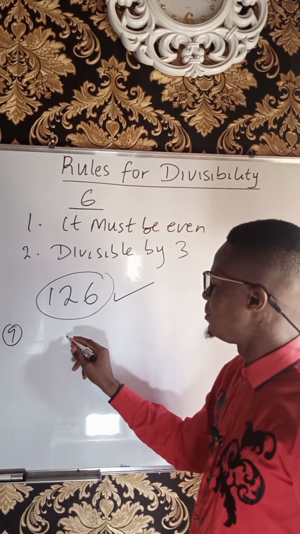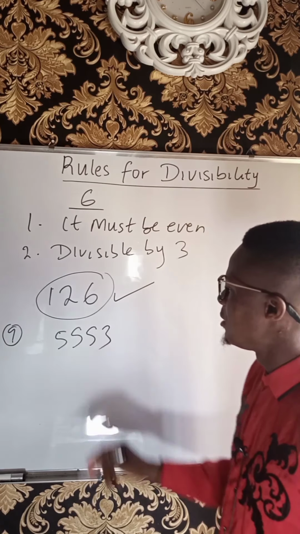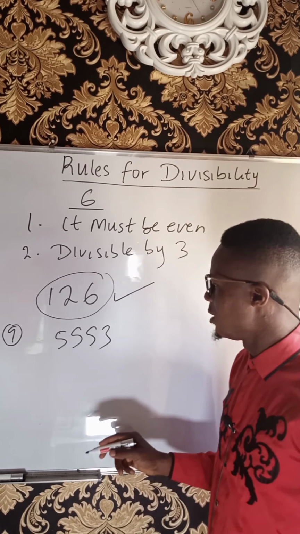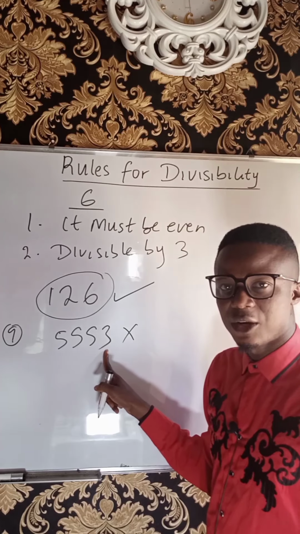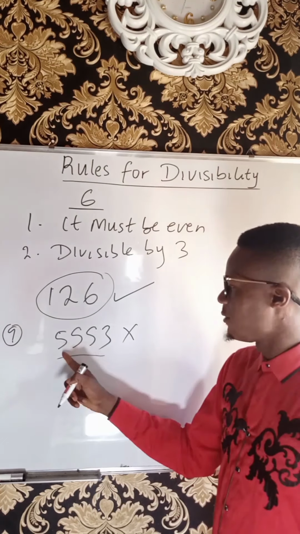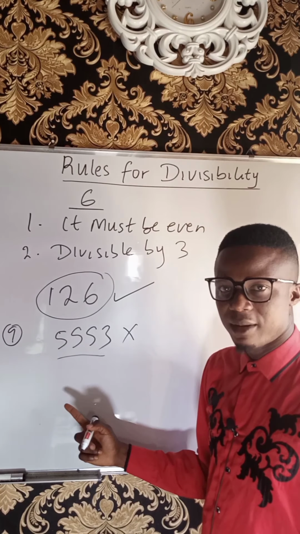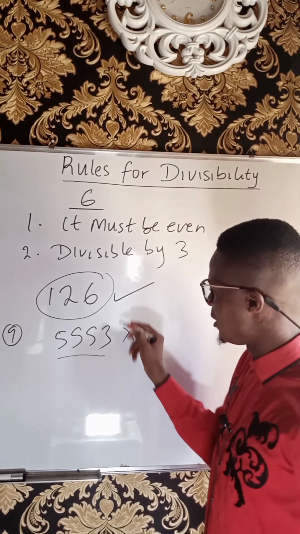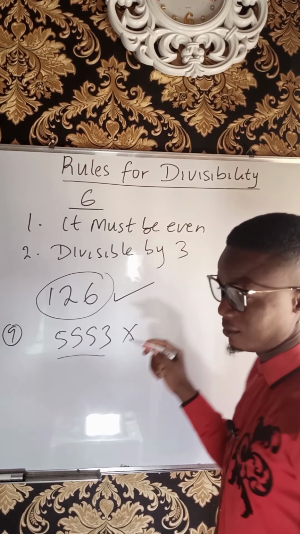But look at something like 5553. The number is not even because it ends with an odd number, but this number is divisible by 3 because 5 plus 5 plus 5 plus 3 is 18, and 18 can be divided by 3. Okay, but since it failed the first condition of being an even number, therefore it is not divisible by 6.